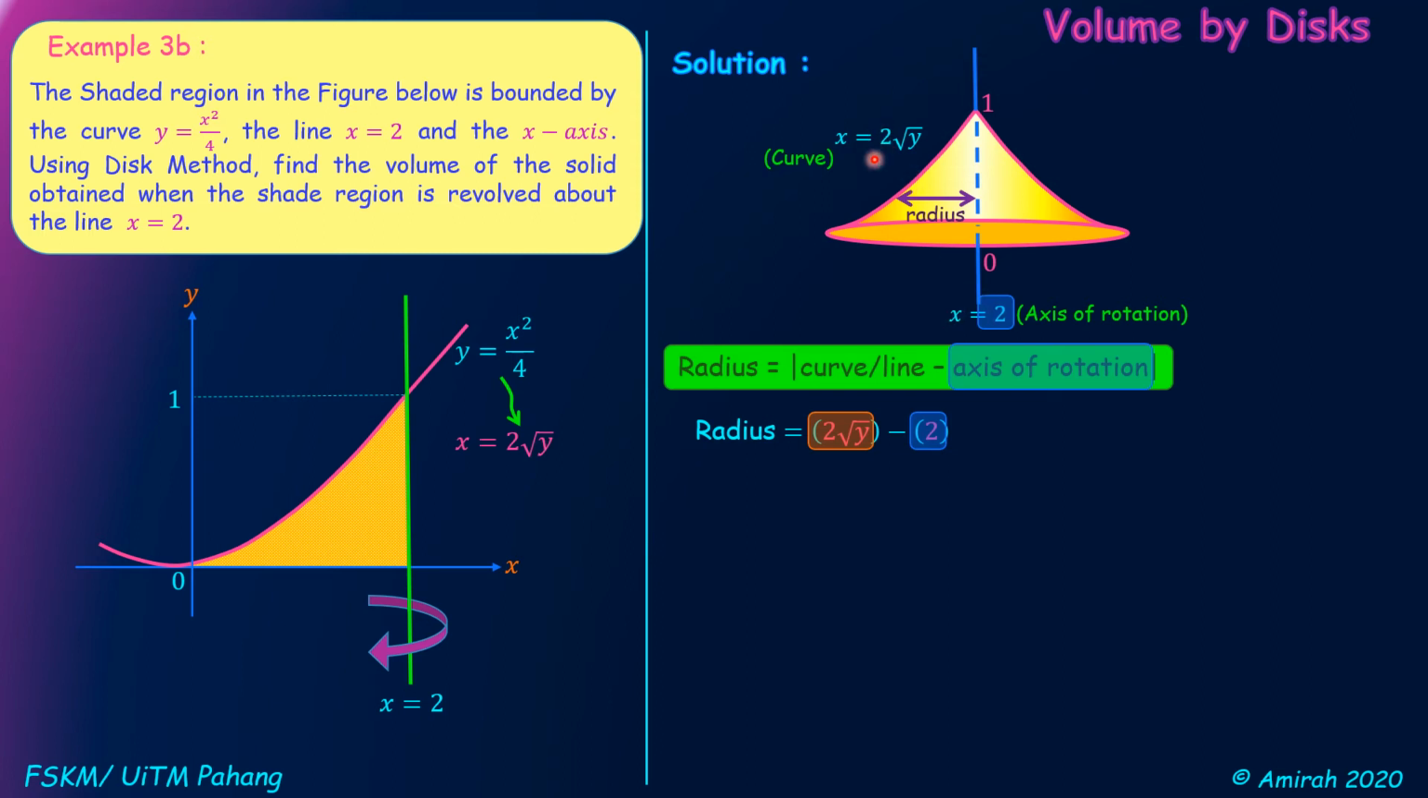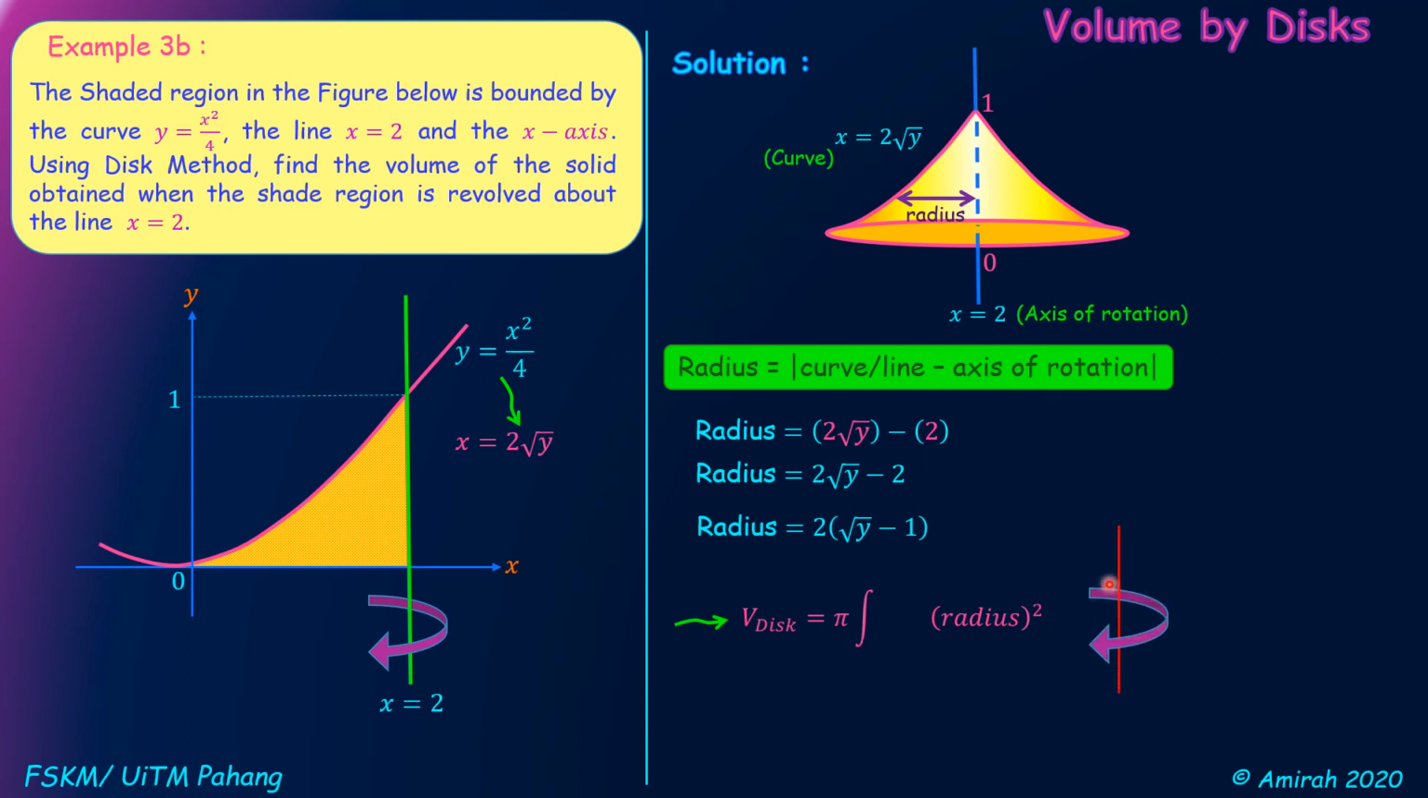Because we have the same x here. Then we have radius equals 2 root y minus 2, or we can factorize 2, so we get 2 bracket root y minus 1. So this is our radius. Then we can set up the volume by disc formula. Volume by disc equals pi integration of radius squared.